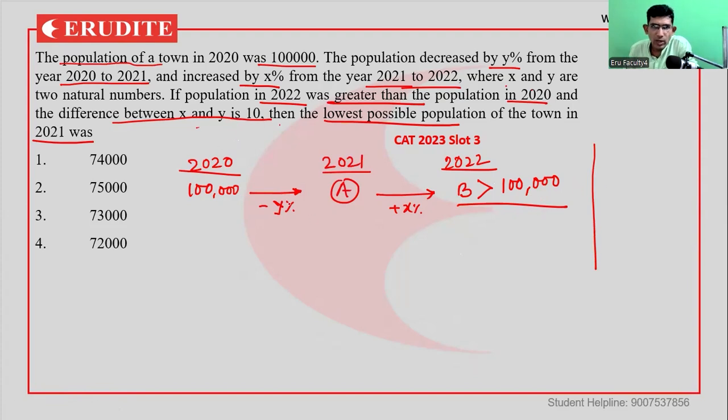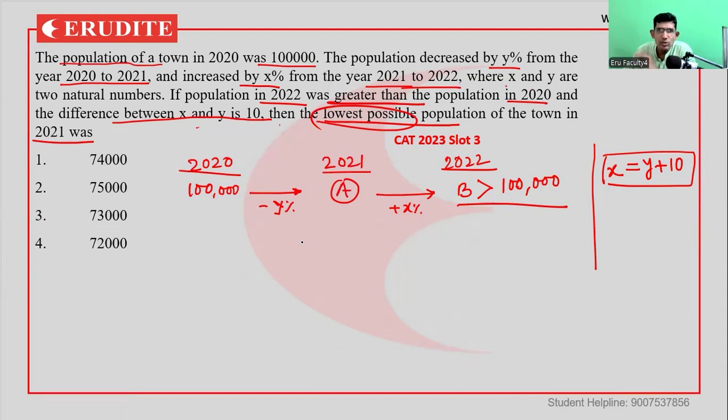So obviously, y is decreased and x has to be increased so that it is more than the initial value. Therefore, x has to be 10 more than y, percentage terms. X has to be 10% more than y. Okay. If y is 20%, then x must be 30%. That's the meaning. Now, question is, what is the lowest possible population of the town? The lowest possible population will be what?